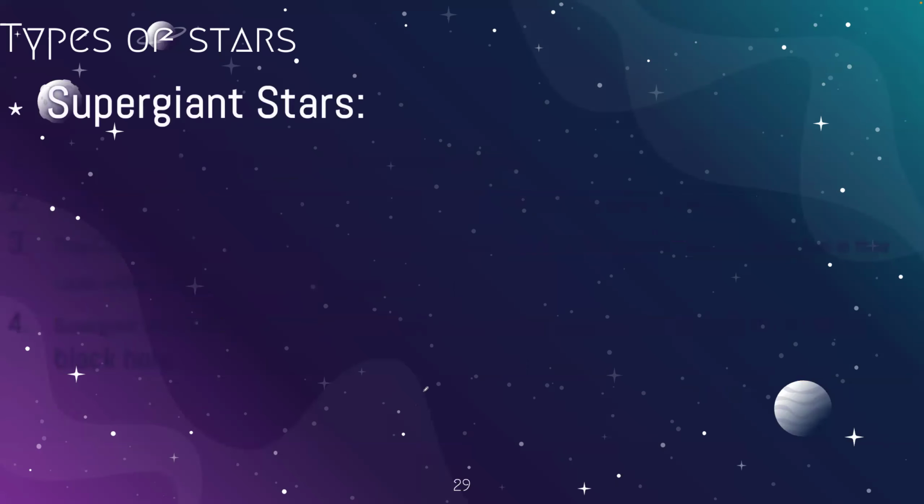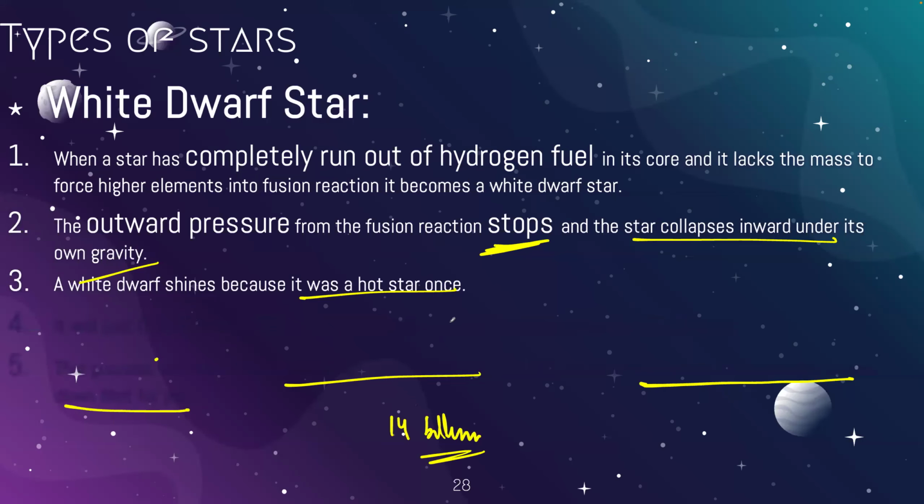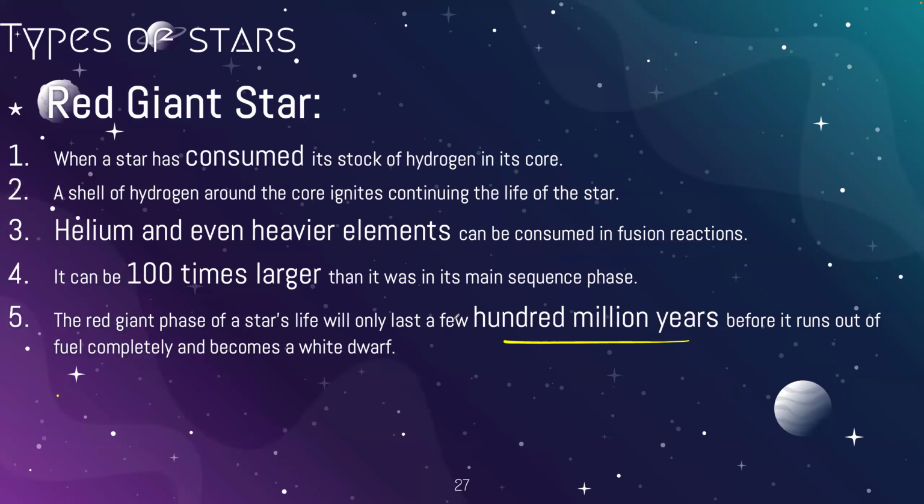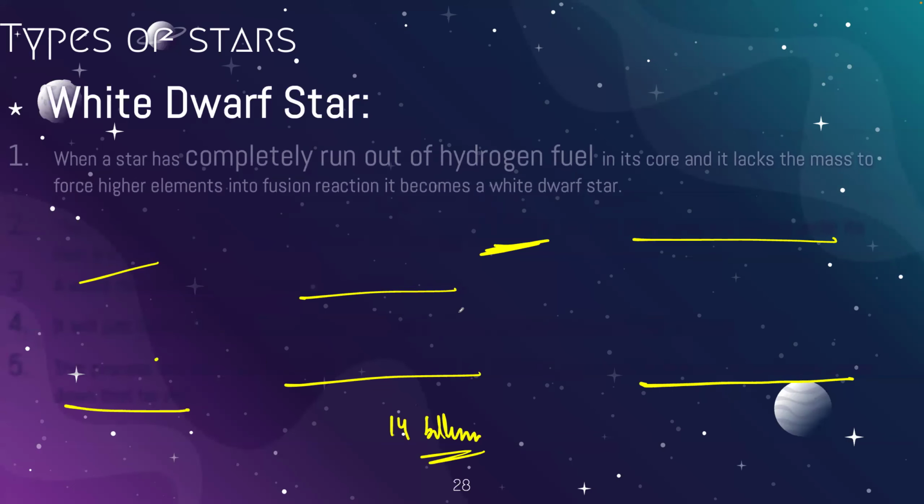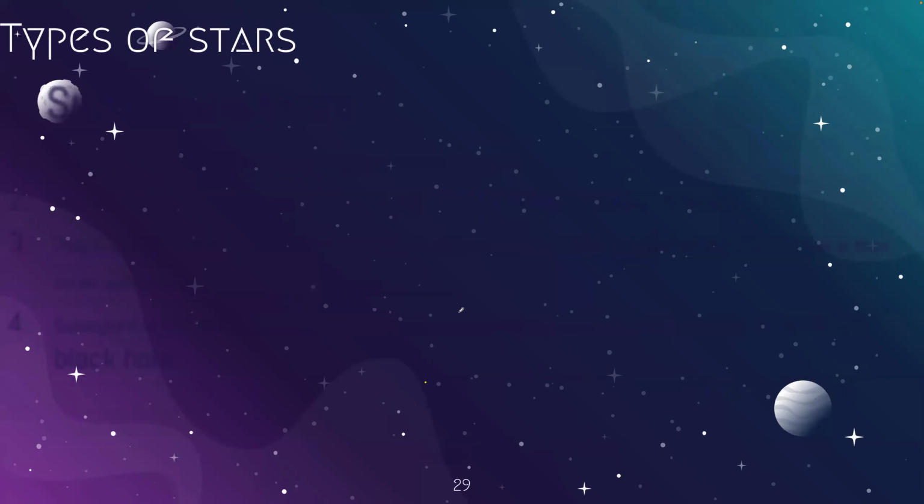And what about the big stars? What about the massive stars? I mean, sir, you discussed a medium or small size star. It turns into a red giant. What about massive stars? After the main sequence, they turn into supergiant stars.